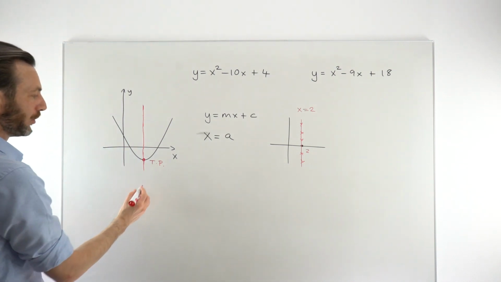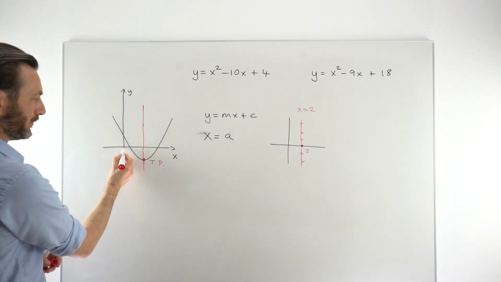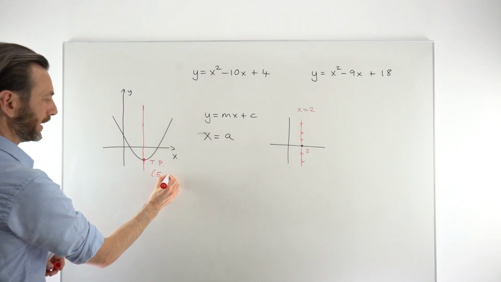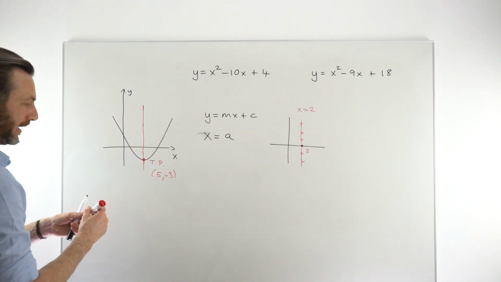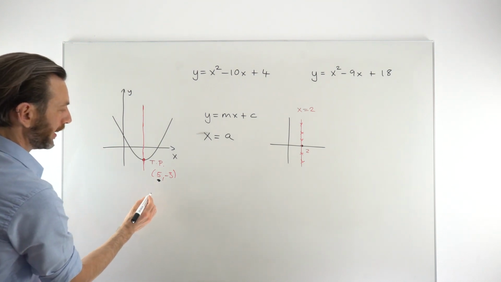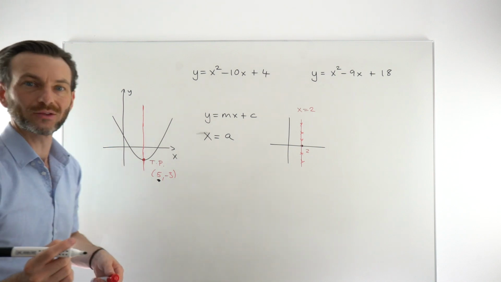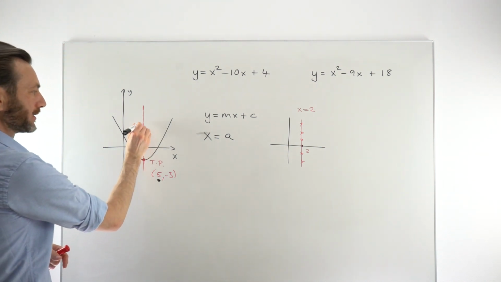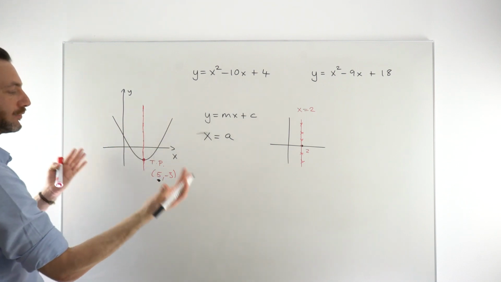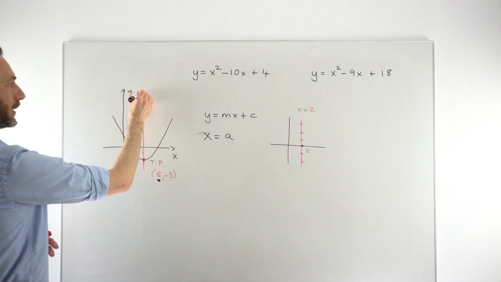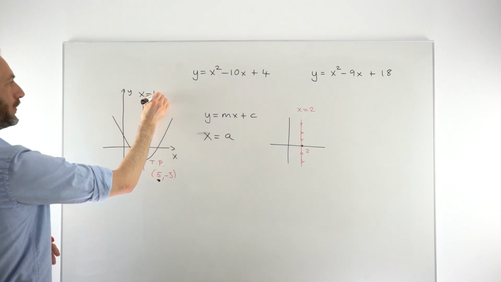If you know the turning point, say this turning point was at 5 along and 3 down, so the turning point is at (5, -3), then we already know the x coordinate is 5. Because that point has an x coordinate of 5, all of the points on this axis of symmetry line have an x coordinate of 5. In other words, the equation of that line is simply x equals 5.